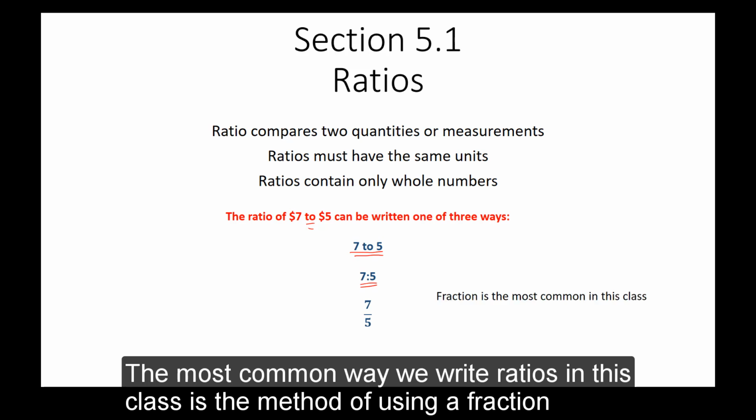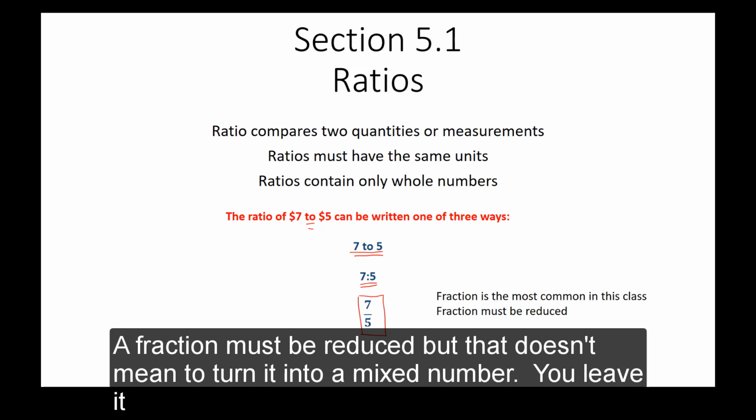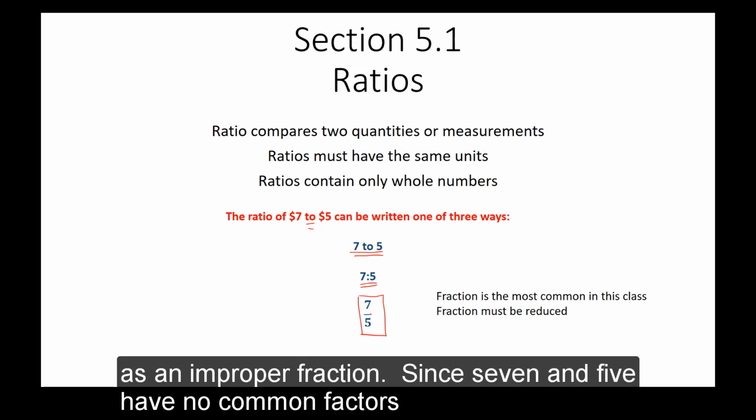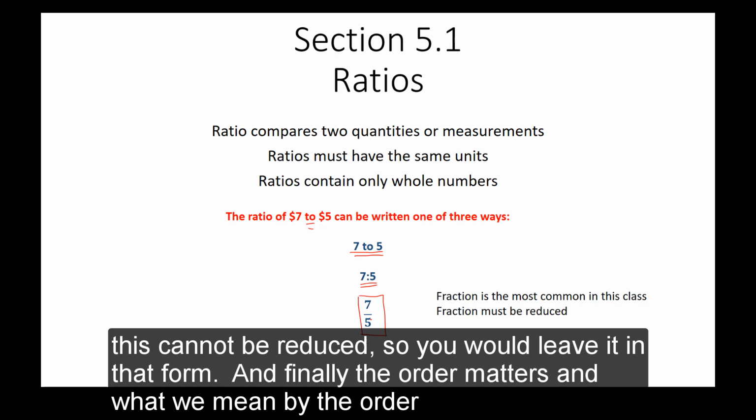Okay, so the most common way we're going to do ratios in this class is going to be this method here of using it as a fraction. The fraction must be reduced, but that doesn't mean to turn this into a mixed number. You leave this as an improper fraction, and since 7 and 5 have no common factors, this cannot be reduced, so you would leave it in that form.